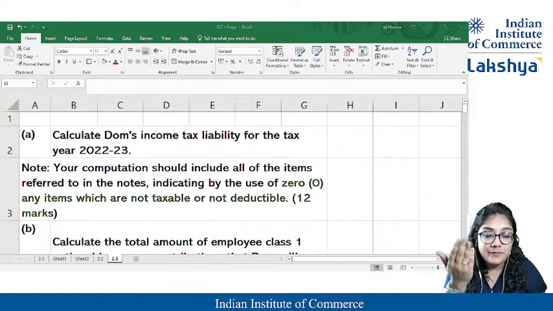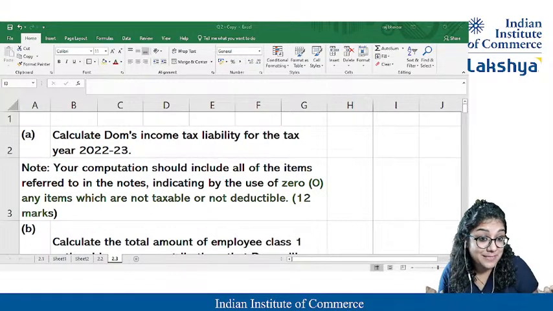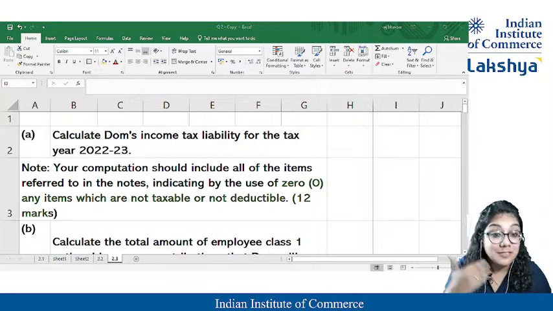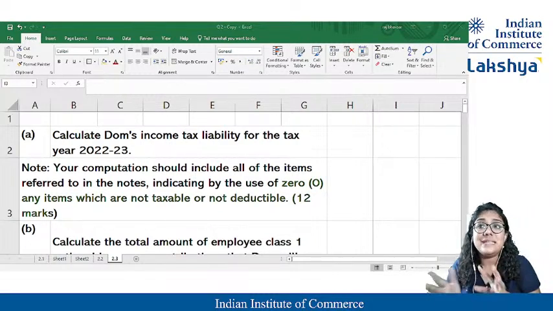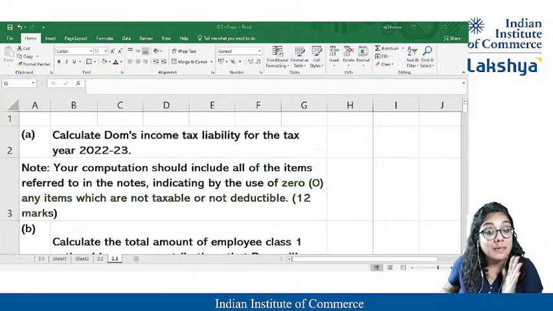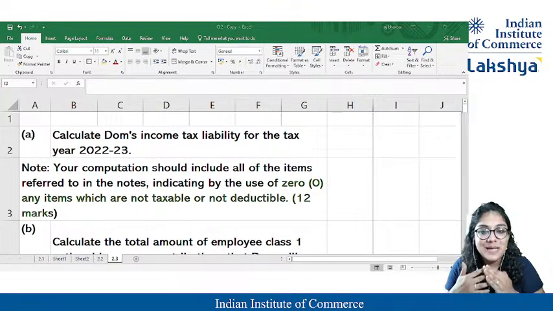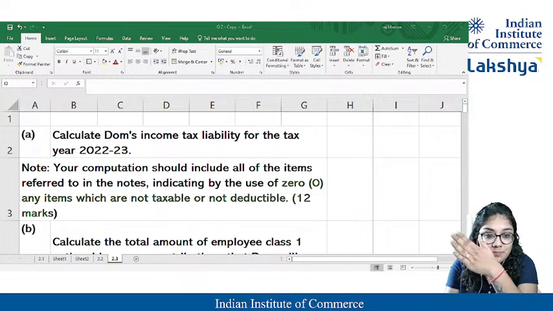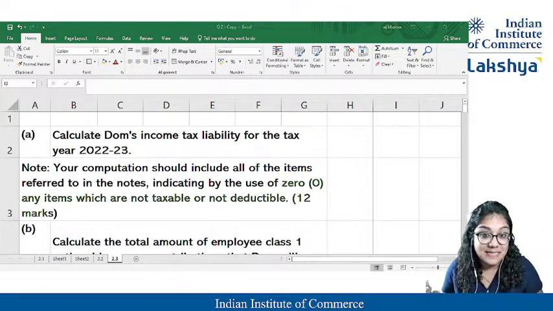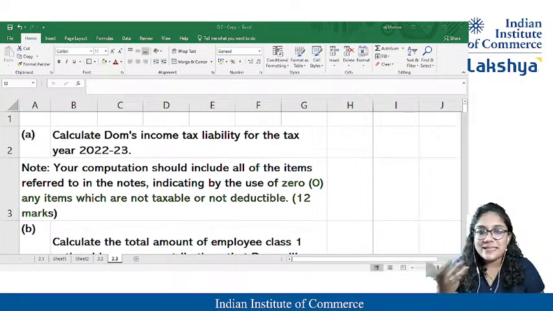If I am getting some benefits, it's good. If I am getting some exemptions, it's good. If I'm getting some deduction, it's good. If I'm getting some allowances, it's good. But if I'm getting some disallowance, maybe my tax liability will increase and so on. I hope you guys understood these questions very well. And this is the way the paper may test the income tax liability. With our knowledge, I think it was very easy.